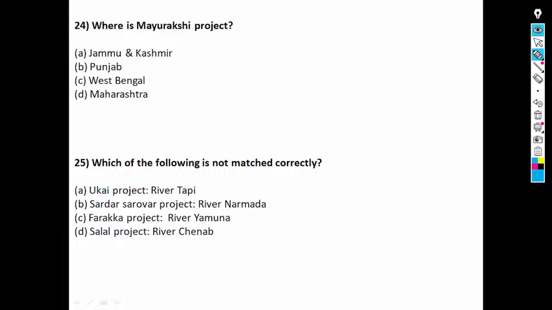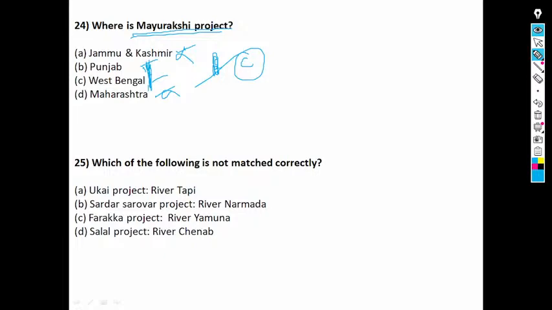Where is Mayurkashi project located? Jammu Kashmir, Punjab, West Bengal and Maharashtra. Mayurkashi project is not in Maharashtra, not in Jammu Kashmir, it is in Punjab or West Bengal. It is your C, West Bengal. Mayurkashi project is mainly in West Bengal.